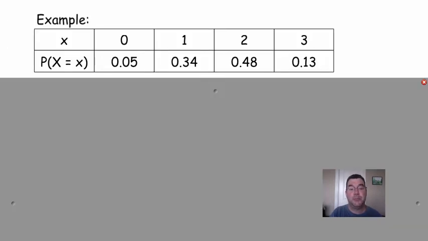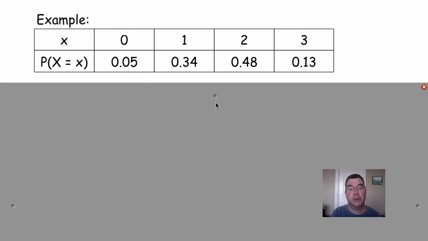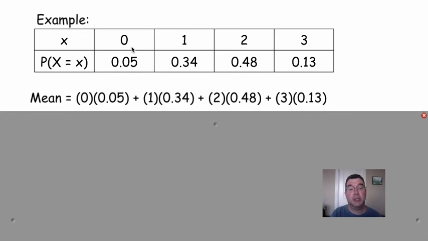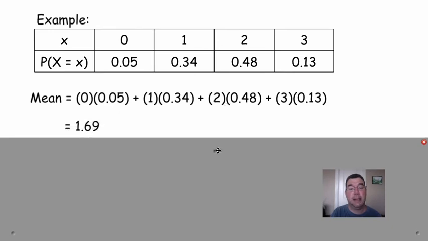Here's an example. Notice again how the probabilities all add up to 1. That's necessary for it to be a good distribution function. So my x can take on values of 0, 1, 2, or 3. The mean is going to be just the product of the columns added up, and that's going to be 1.69.